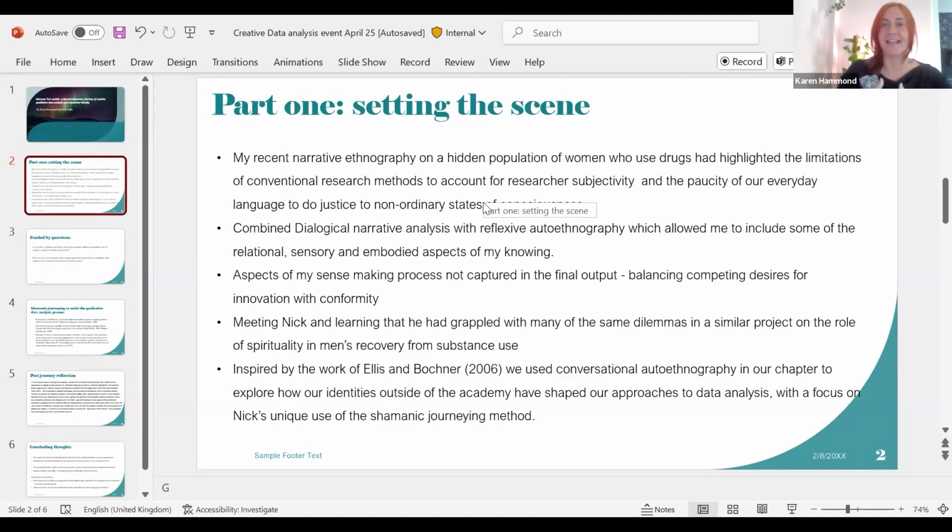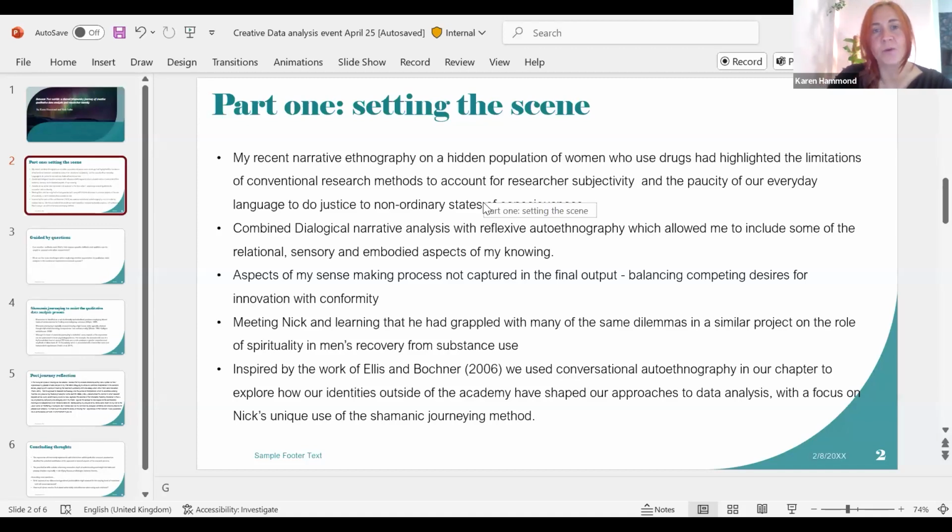And so it begins by setting the scene, and I say a wee bit about the background, about my own questions that I brought to the work, and that's really grounded within my own narrative ethnography on a hidden population of women who use drugs that I had conducted for my doctoral thesis. And essentially, that project engaged with the narratives and the experiences of 21 different women who had various different experiences of using various illicit drugs, including psychedelics.